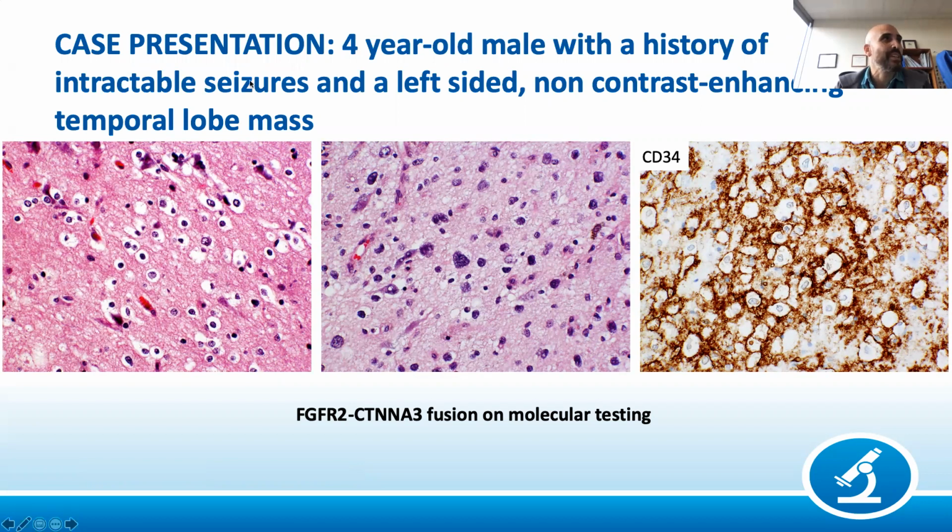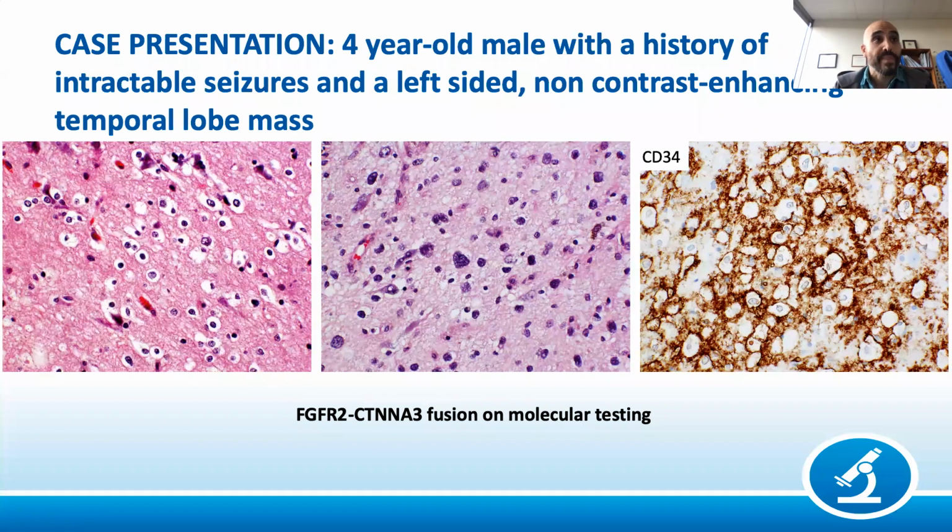A 4-year-old male with a history of intractable seizures and a left-sided non-contrast enhancing temporal lobe mass. Microscopic examination reveals a heterogeneous histopathological picture. There are areas that have pretty pronounced oligodendroglial differentiation with monomorphic round oval nuclei and perinuclear halos, but we also have more astrocytic areas with increased nuclear pleomorphism. Interestingly, this lesion stains very strongly and very diffusely within its tumor cell population for CD34, and molecular testing reveals an FGFR2-CTNNA3 fusion.